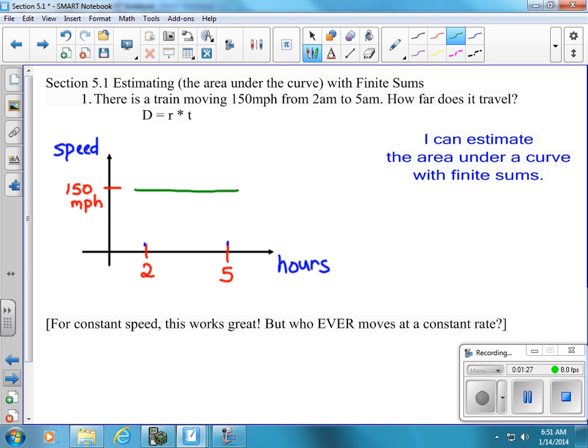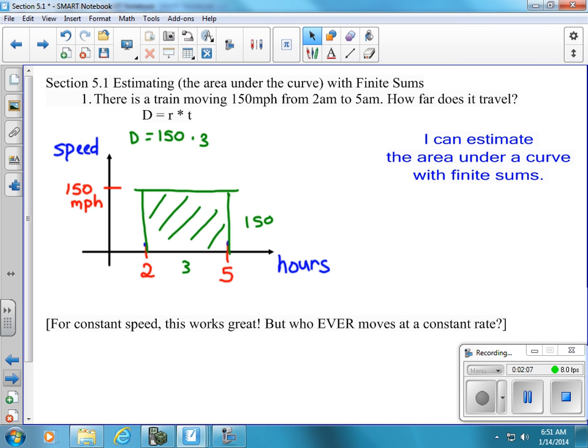If we want to know the distance that the train travels from 2 to 5 a.m., we actually take the rate, which is 150, times the time, which is between 2 and 5, that's 3. What I'm trying to show you here is that if you take the area under this curve, this is the area under the curve of the speed, you actually get 150 times 3. Okay, so it's taking the area of a rectangle. And that is the big aha that happened with our friends Leibniz and Newton.